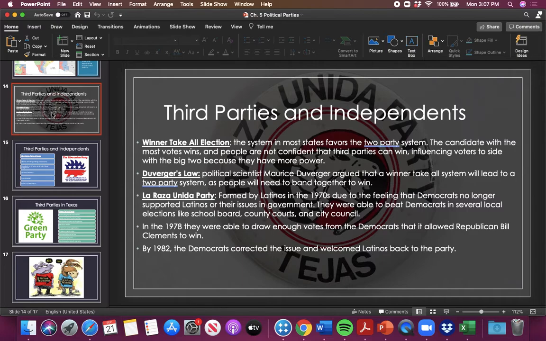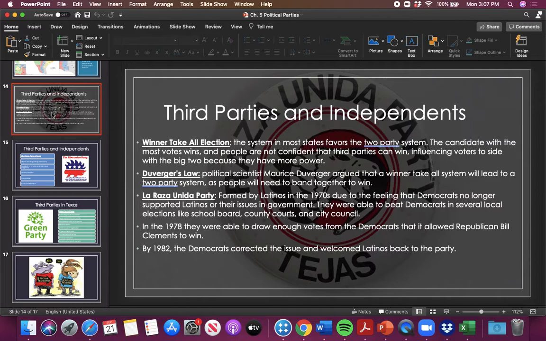Now, we did have one third party that had some success in the 1970s, the La Raza Unida Party, which means the United Race. This was a group of Latino Democrats who felt that the Democrats were not being responsive to their issues and their concerns in government. So essentially, they formed what's called a protest party. They pulled their support away from Democrats, and they were able to beat Democrats in a lot of local elections like school board, county court, city council, and things like that.